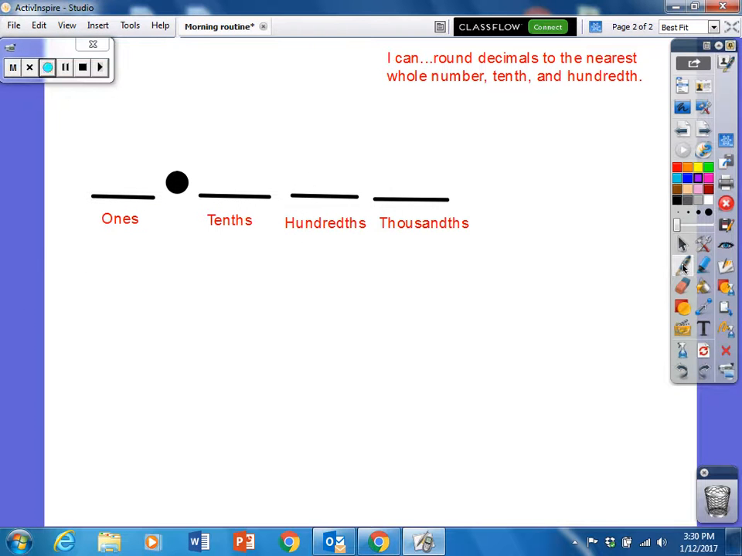Today we are going to be working on the I can statement of I can round decimals to the nearest whole number, tenth, and hundredth. As you can see, we have our place value chart. We have our ones place, the tenths place, the hundredths place, and the thousandths place. And we are going to review how to round numbers. We're going to use the rounding rule as well as use rounding on a number line.